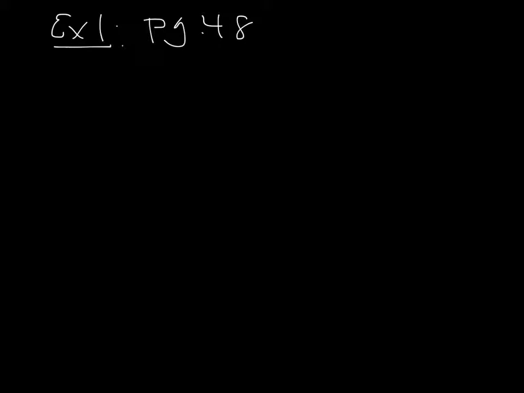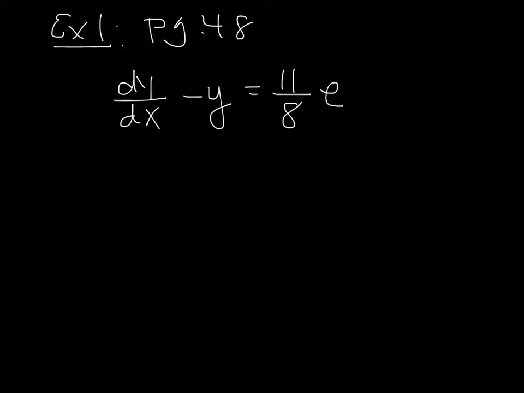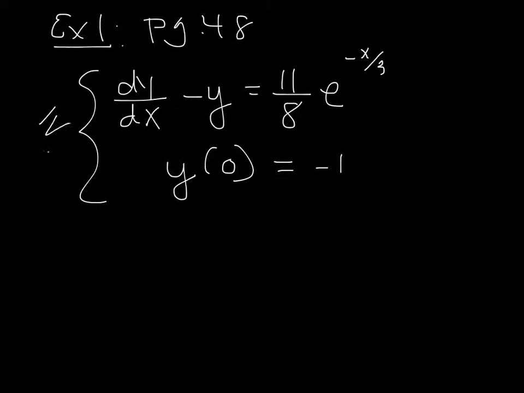Okay, so it says solve the initial value problem, and we're given dy dx, right? That's our y prime, minus y equals 11/8 e to the negative x over 3. And we're also given our initial condition, right, since it's an initial value problem. y of 0 equals -1. Okay, so here's our IVP, our initial value problem.